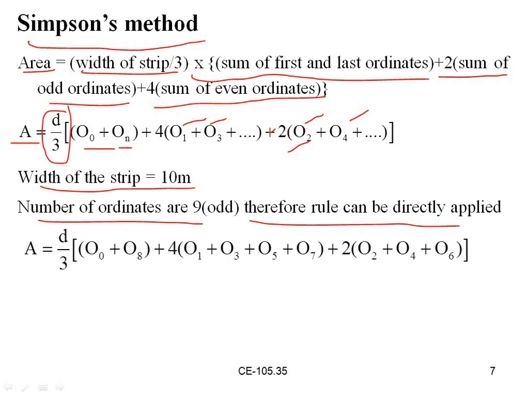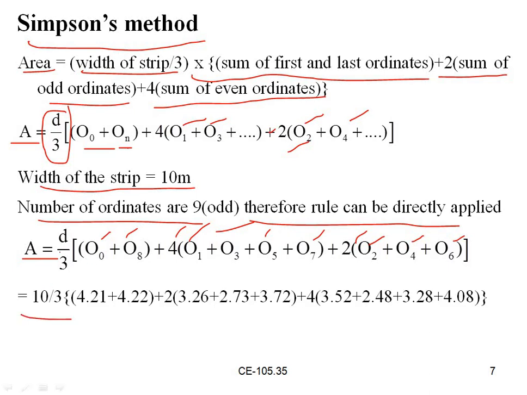So let us see here, A is equal to D by 3 into O0 plus O8 plus 4 into O1 plus O3 plus O5 plus O7 plus 2 into O2 plus O4 plus O6. So this is the formula to calculate the area in Simpson's method.